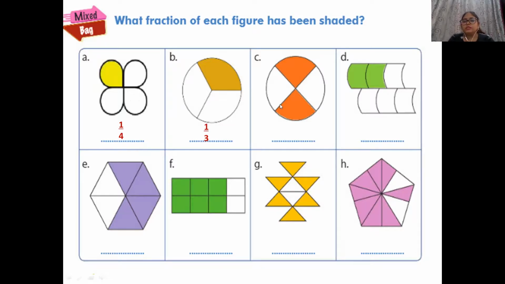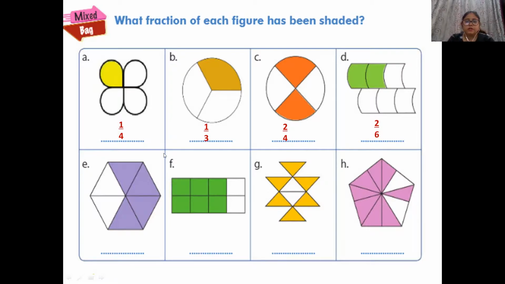Okay, moving to the next. See how many total equal parts are there. Here we have 4 equal parts, 1, 2, 3, 4. How many parts are shaded? Only 2 parts. So the fraction will be 2 by 4. Okay, children. Next one, D. How many parts are there? There are 1, 2, 3, 4, 5, 6 parts. 6 parts are there. How many parts are shaded? Only 2. So what will be the fraction? It will be 2 by 6.